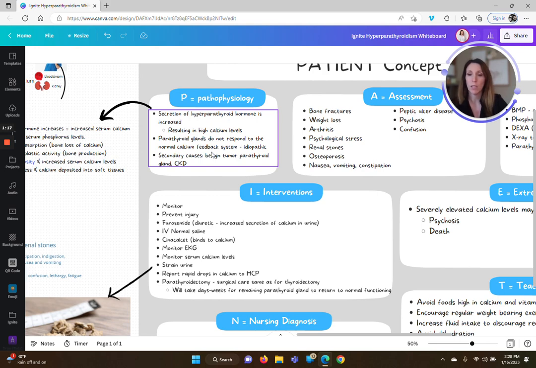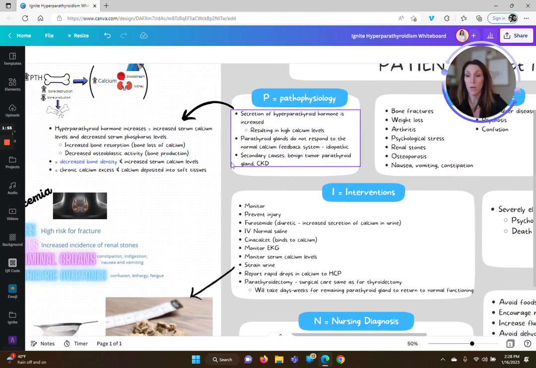So it is typically thought to be, lovely word here, idiopathic. I don't know why this is happening. So primary hyperparathyroidism is typically thought to be idiopathic. There are some secondary causes that we know about, the most common being a tumor on the parathyroid gland. It's usually a benign tumor, but it causes excess secretion of parathyroid hormone, which then causes hyperparathyroidism. Also, chronic kidney disease is an issue that can lead to this problem as well.